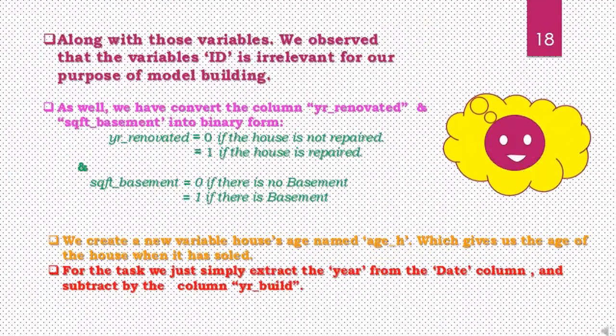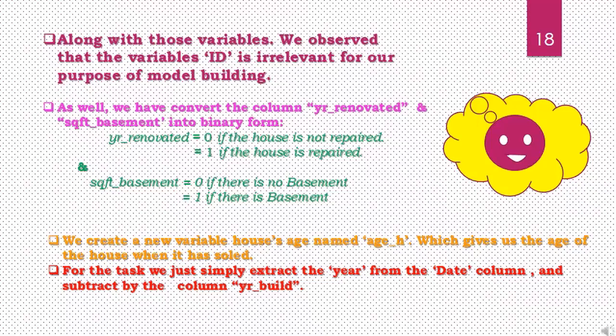Step 9. Model evaluation. Along with those variables, we observe that the variable ID is irrelevant for our purpose of model building as well, and we have converted the columns year renovated and square foot basement into binary form. Year renovated equals 0 if the house is not repaired, equals 1 if the house is repaired. Square foot basement equals 0 if there is no basement, equals 1 if there is a basement.